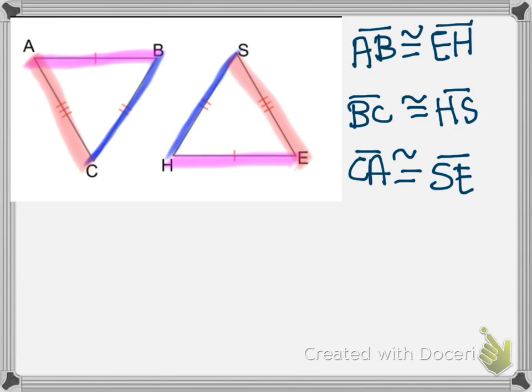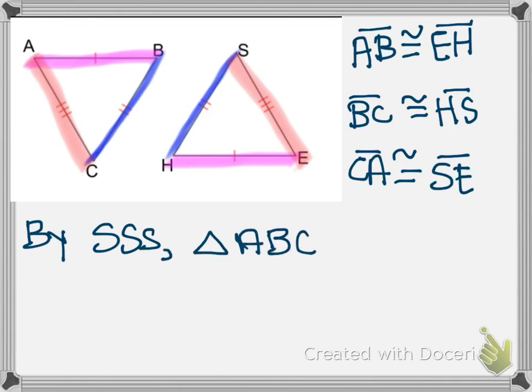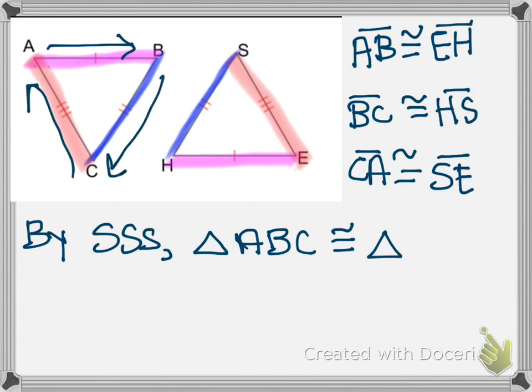So now what I can say is by the side-side-side theorem, triangle ABC is congruent to triangle. Now remember here that the order does matter. So I went from A to B, which was the side that had one tick mark. And then we followed along B to C, which had two tick marks, and then from C back to A. So if I'm going to name that triangle ABC, I've got to follow the same direction on the second triangle.